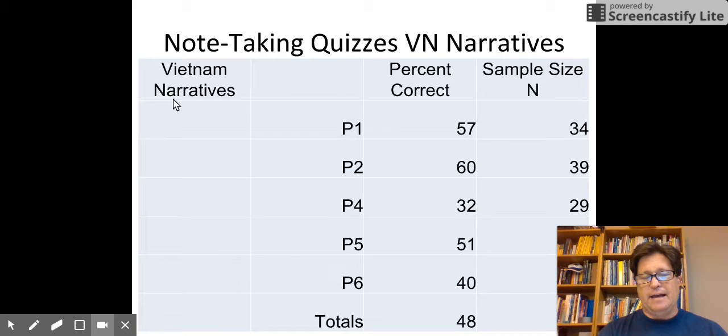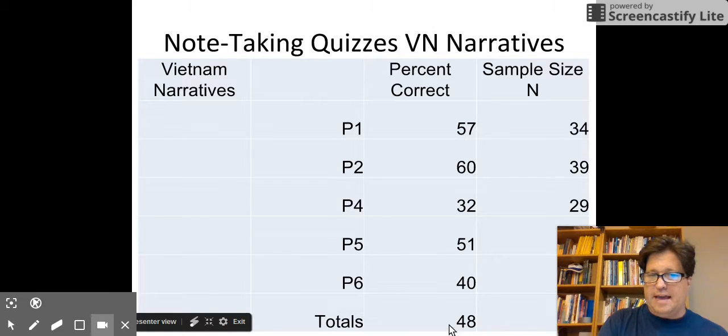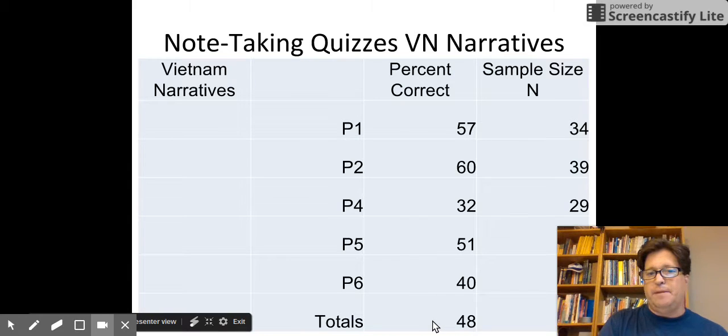This next slide, I'm sorry, I'm blocking off part of it, but this is just the typical grade distribution by class for a listening activity after our Vietnam narratives. And what I always tell the students is, regardless of what group you were in, A, B, C, or D, these are the overall scores. So overall, the average is about 48% right, which means they're getting about 5 questions correct on average, 5 out of 10.